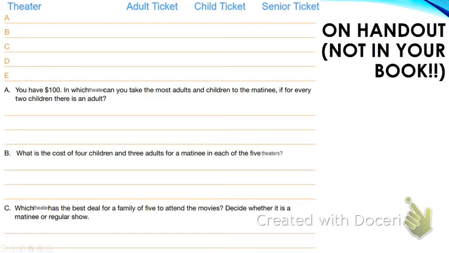And I want you guys to work with a partner or a small group. So the bottom half of the page, I have printouts from Fandango of different local movie theaters and their ticket prices. So I want you to look at these different theaters and ticket prices.